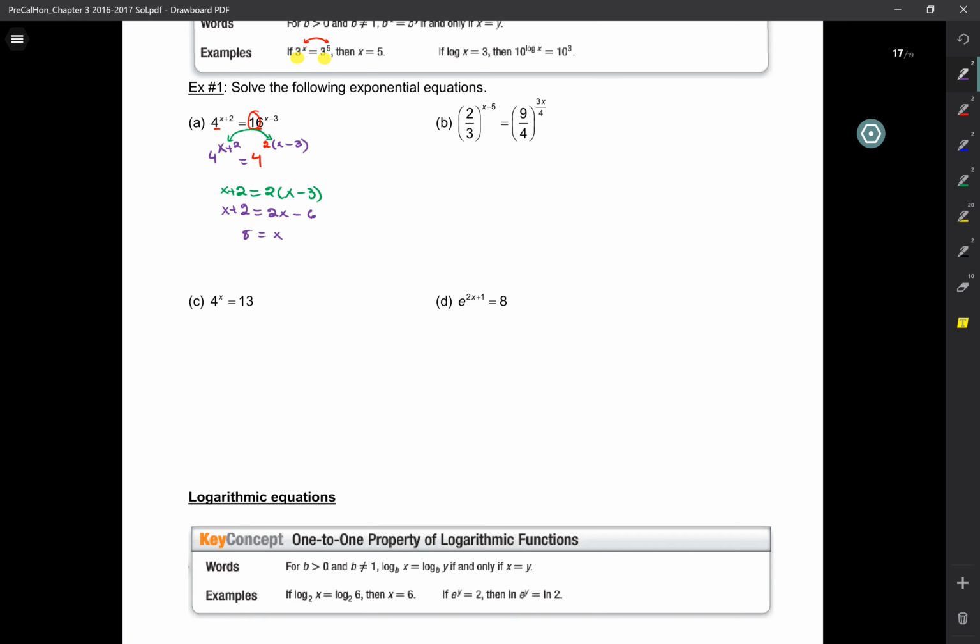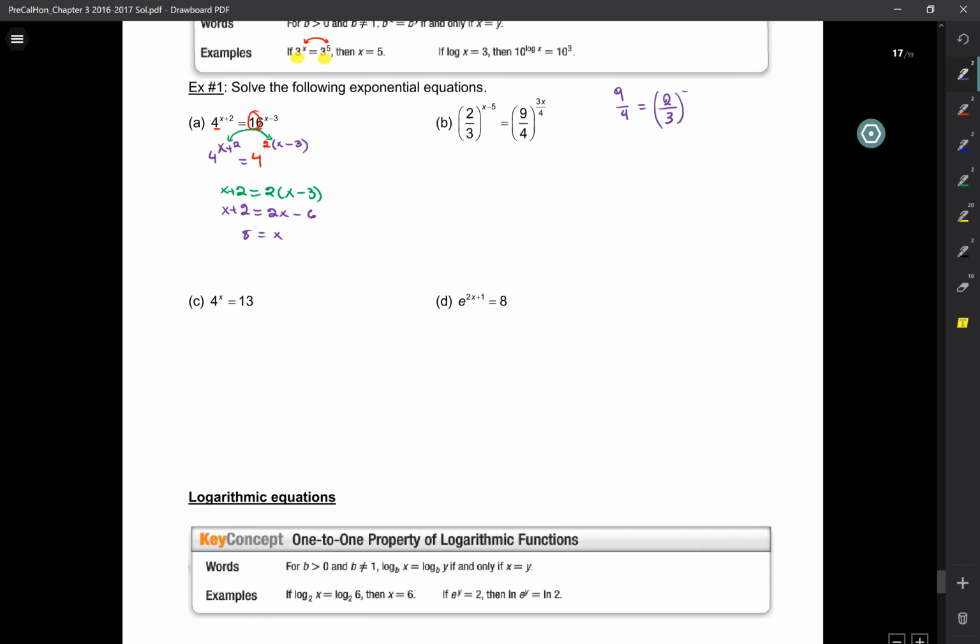Here I have 2 over 3 to the power of x minus 5, equals 9 over 4 to the power of 3x minus 4. Well, how do I make these two bases equal to each other? If we look more closely at the 9 over 4, how do we get 9 over 4? Can we relate that to 2 over 3? Well, let's see. In order to get 2 over 3 to equal a 9 and a 4, first, it looks like this needs to be flipped over. I need to get the reciprocal. So that is a negative exponent.